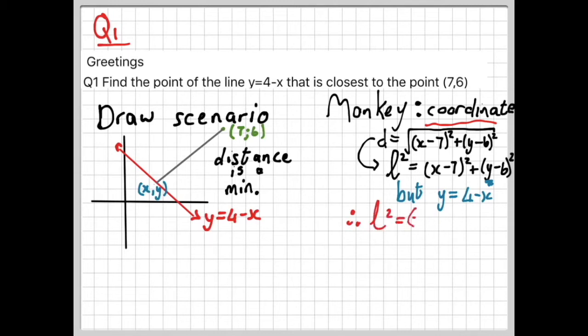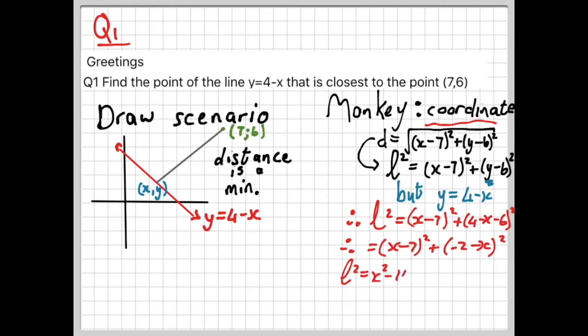So let's do that. So L squared becomes (x minus 7) squared plus (4 minus x minus 6) squared. Now I'm going to simplify this as far as possible. So I am going to multiply out my brackets. But first of all, let's add in the back bracket. Let's multiply out my brackets. And I'm sitting with x squared minus 14x plus 49 plus 4 plus 4x plus x squared. And then if I add the like terms, I actually have an expression for L squared.